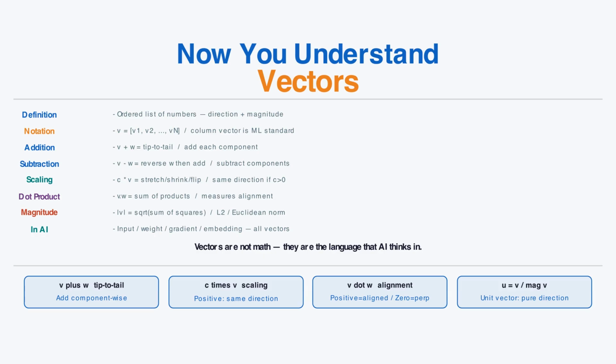The dot product of two vectors is the sum of their component products. Its sign tells you whether they are aligned, perpendicular, or opposing. The dot product divided by the product of magnitudes gives cosine similarity, the universal measure of vector similarity. Unit vectors have magnitude exactly 1 and represent pure direction. Normalization, dividing a vector by its magnitude, is one of the most common operations in machine learning.